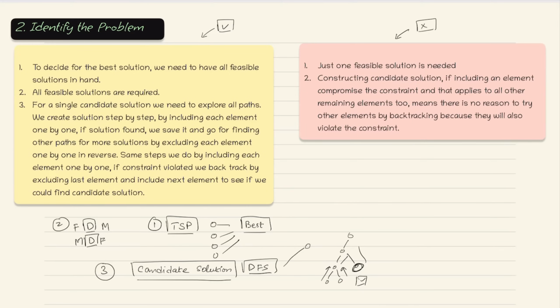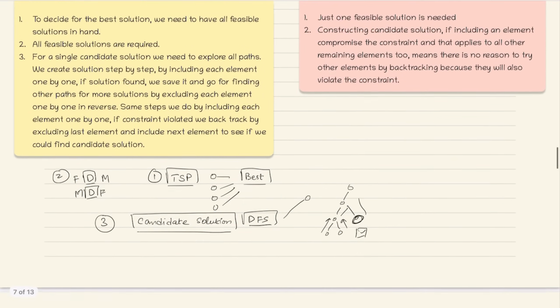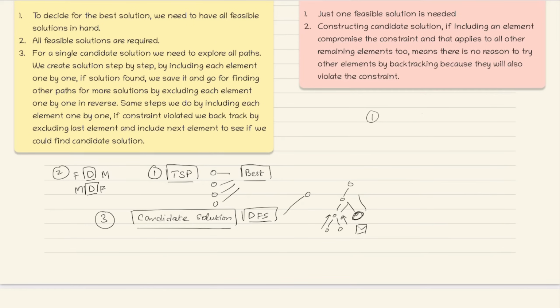And when should we not use backtracking, even if it looks like you can? First, I'm talking about this point: just one feasible solution is needed. The same problem, where they're asking if the daughter has to sit in the center chair. They just need one solution, so you can provide father, daughter, and mother.